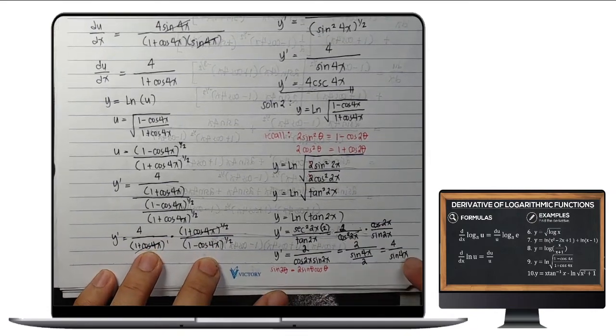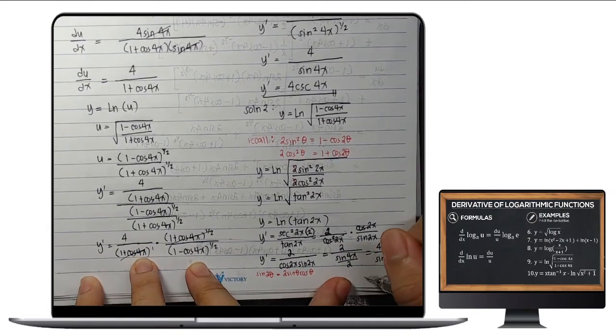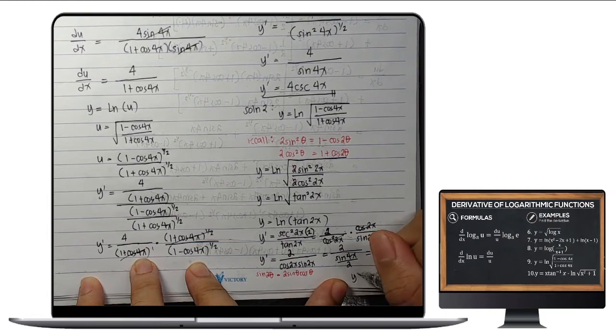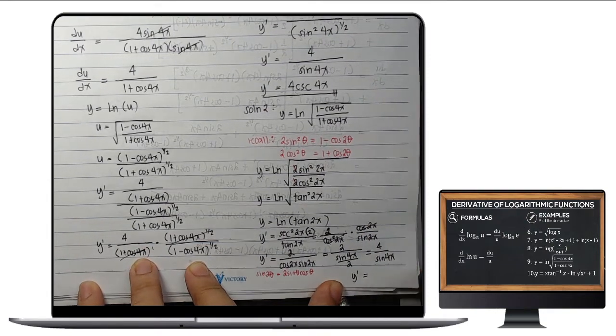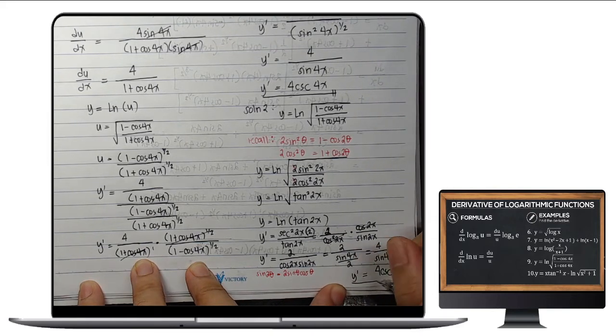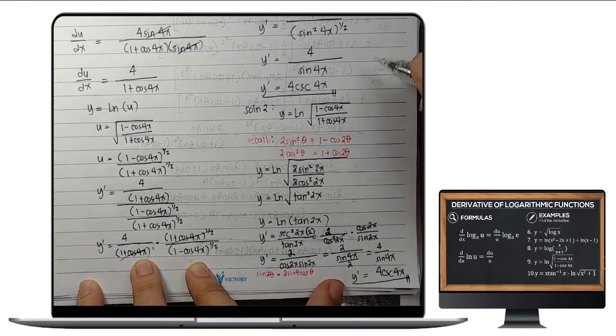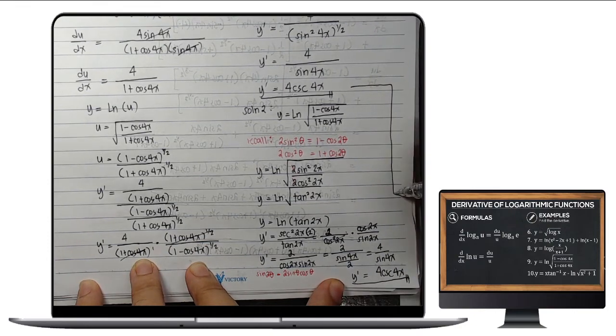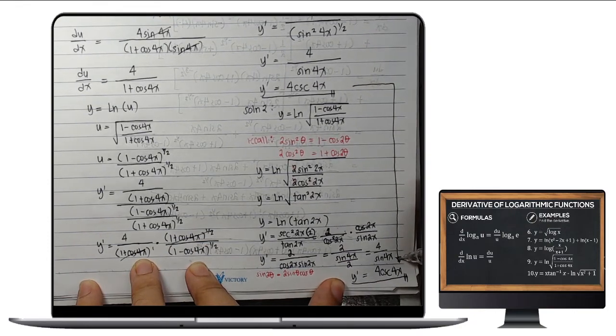So, our y prime is equal to 4 over sine 4x. If we raise it, that is 4 cosecant 4x. So, they are the same. And it is shorter.